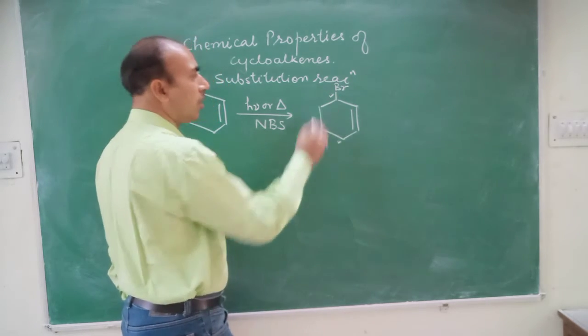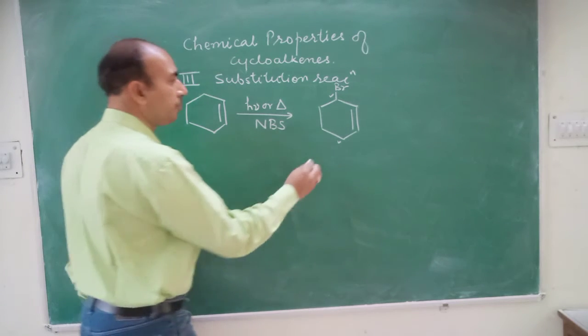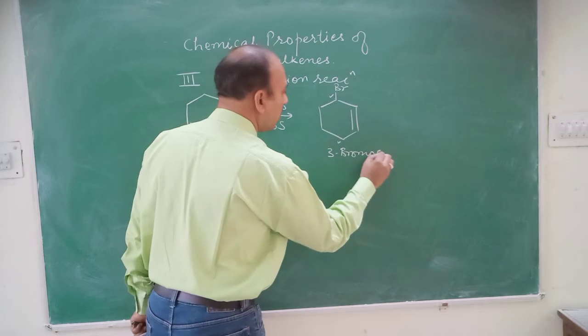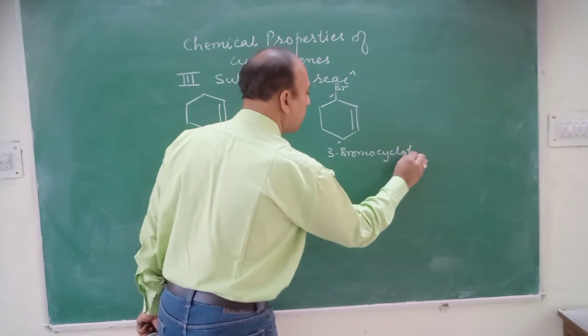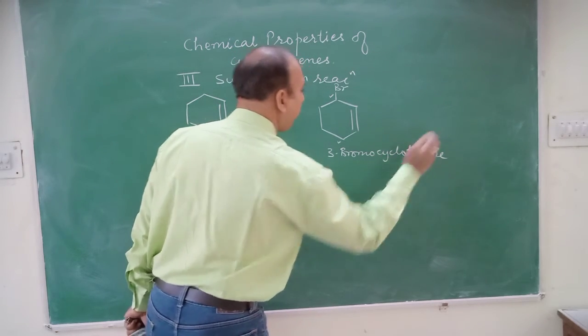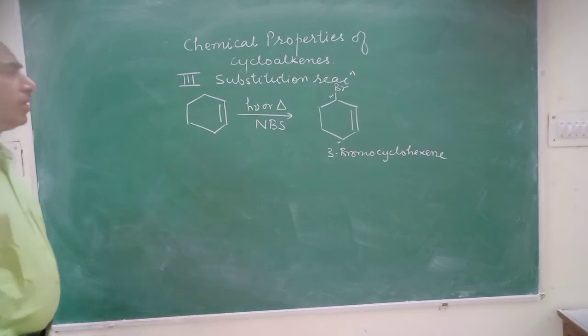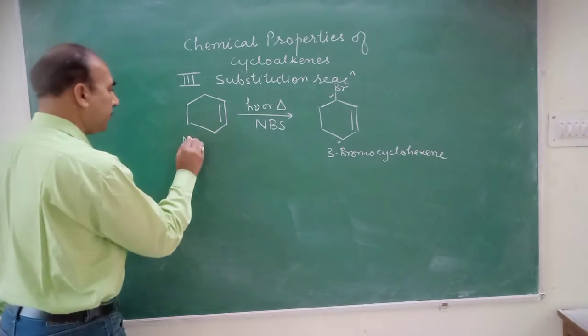So we are getting this type of product. It is 3-bromocyclohexene. We'll see the mechanism of the reaction, how it is occurring.